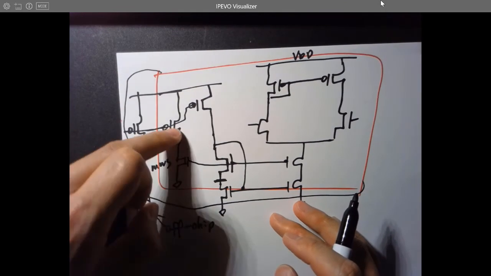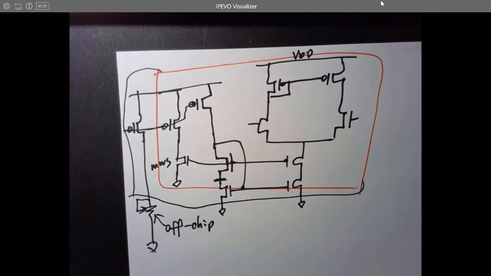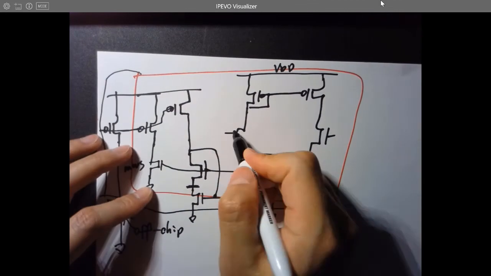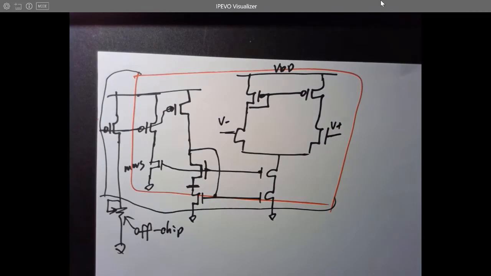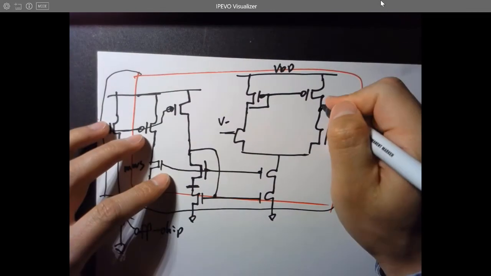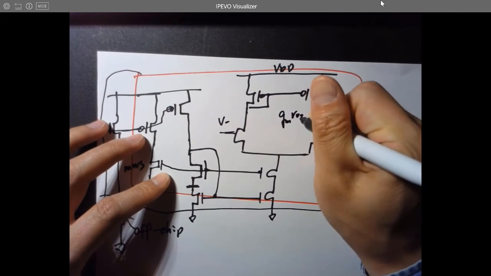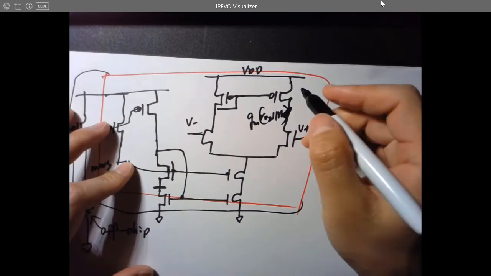So it's going to bias these two current mirrors probably, and then bias your differential pair. So this will be V minus, and this will be V plus of the op amp. And here's the voltage output. The voltage gain is only gm (ro2 in parallel with ro4), and we want to increase the gain a little bit further.